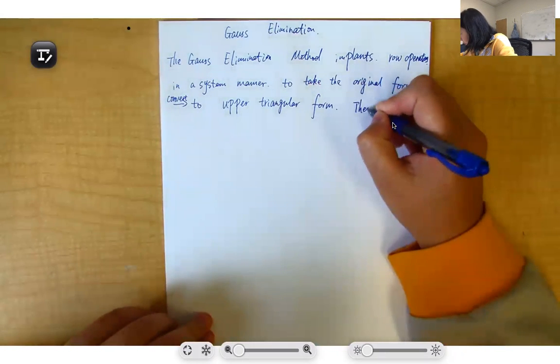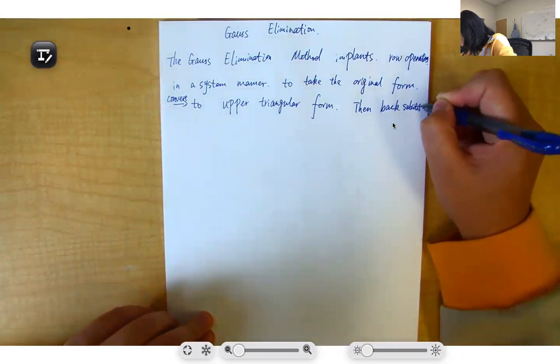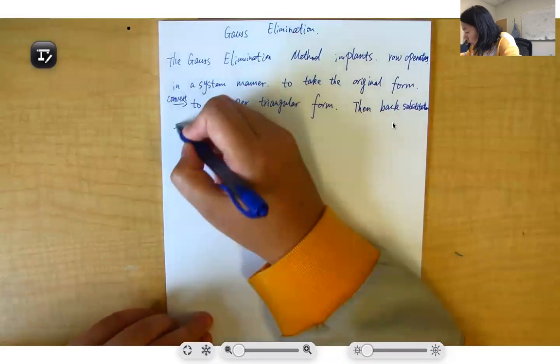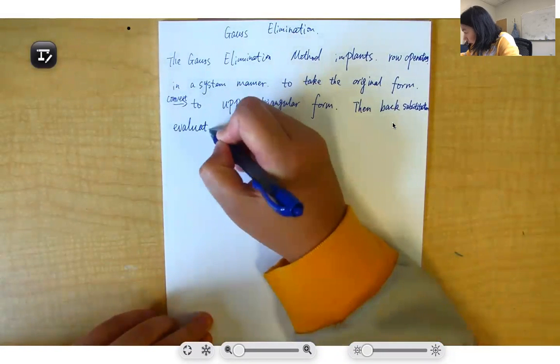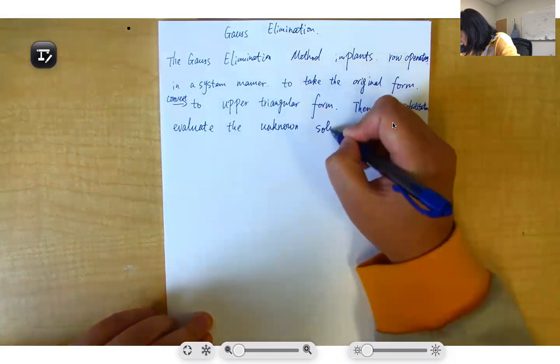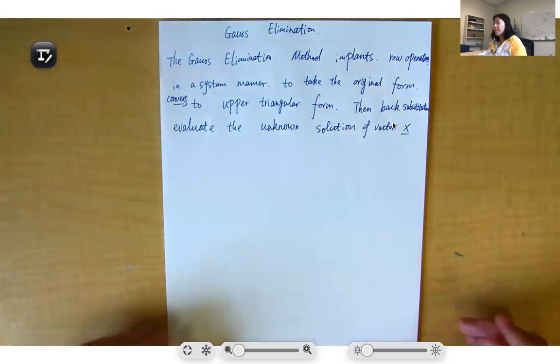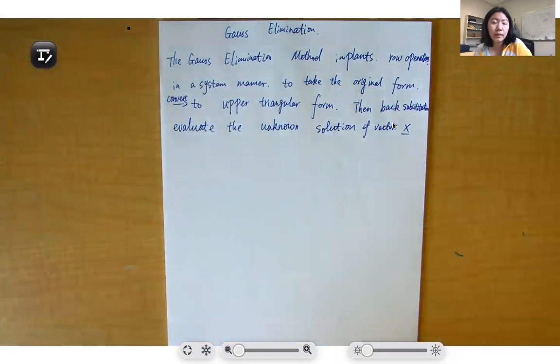Then back substitution evaluates the unknown solution vector x. In order to solve this linear system, Gauss elimination is the most direct way, and it implements row operations to convert the original matrices to upper matrices. Then you use back substitution to evaluate the unknown parameters.